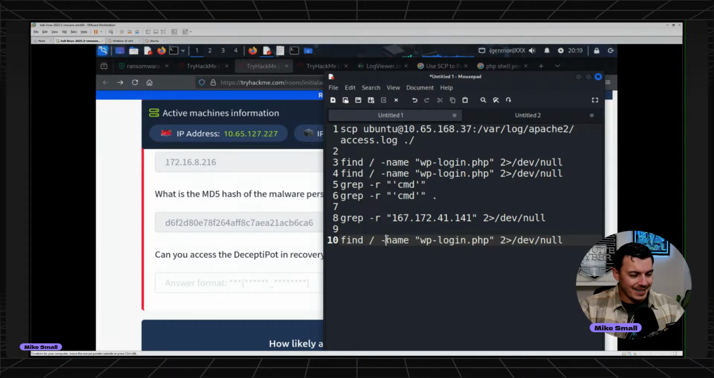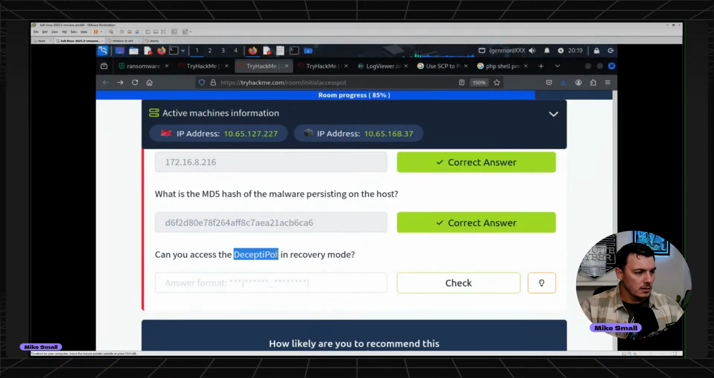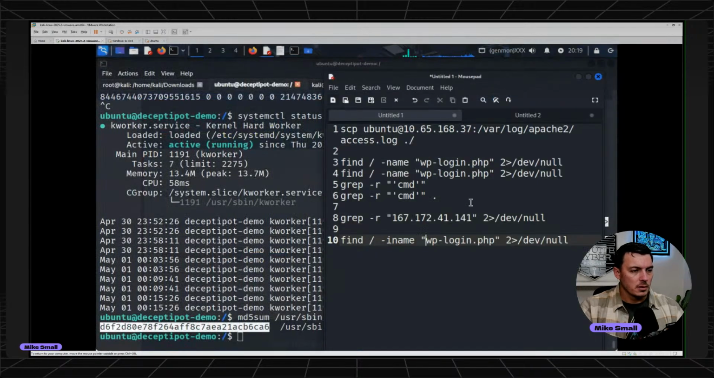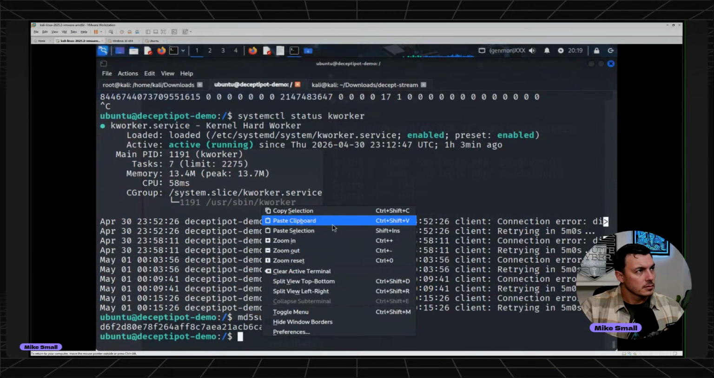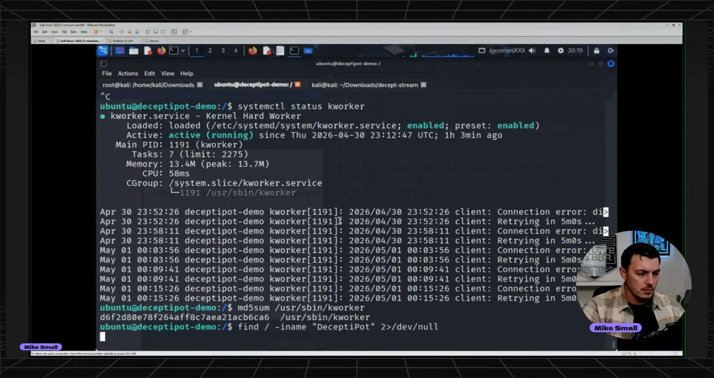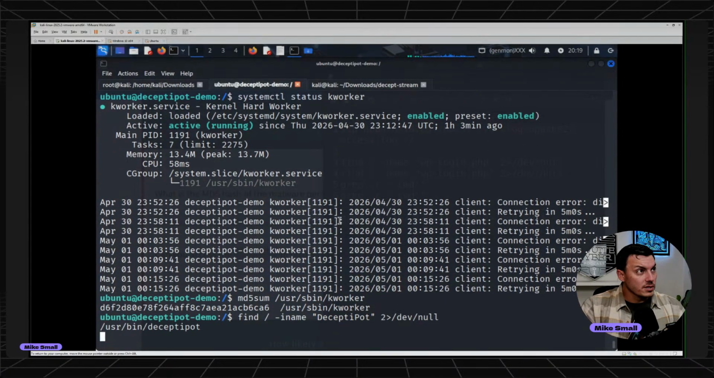I think iname does it. I think that's case insensitive. And then we'll do this here. Okay. So let's see if we can find this. We should see something pop up, and we do. So we see /usr/bin/deceptipot. Interesting.